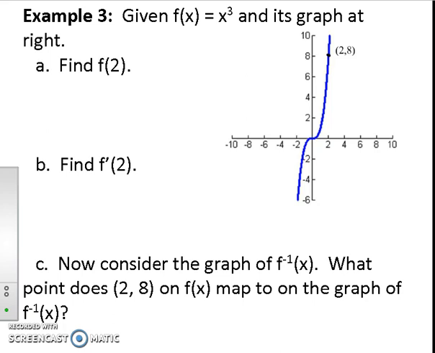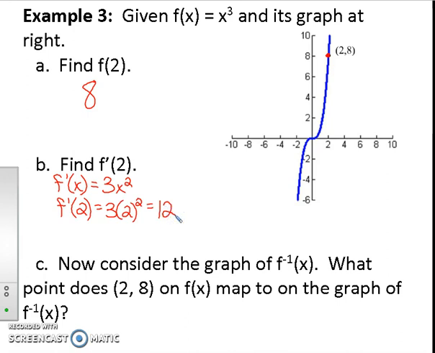The graph of f of x equals x cubed is on our screen. The first thing is if I wanted to find f of 2. Well, f of 2 means I go to where x is 2, and I look at the y-coordinate here. You'll notice on the graph that that would be a value of 8. Now, if I wanted f prime of 2, that would require finding the derivative of f of x, which would be 3x squared, and then evaluating it for x is 2. So we would end up with a value of 12.